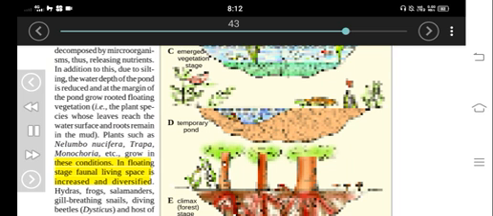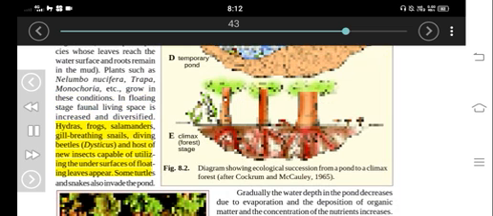In the floating stage, faunal living space is increased and diversified. Hydras, frogs, salamanders, gill-breathing snails, diving beetles, Dytiscus, and a host of new insects capable of utilizing the upper surfaces of floating leaves appear. Some turtles and snakes also invade the pond.